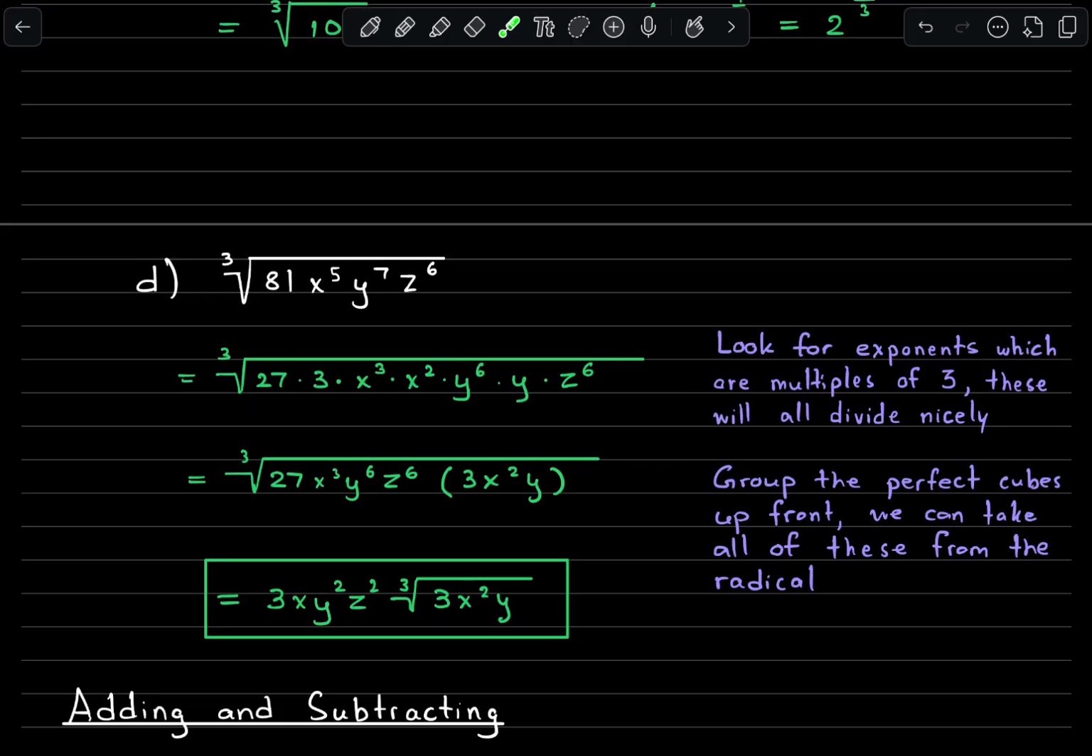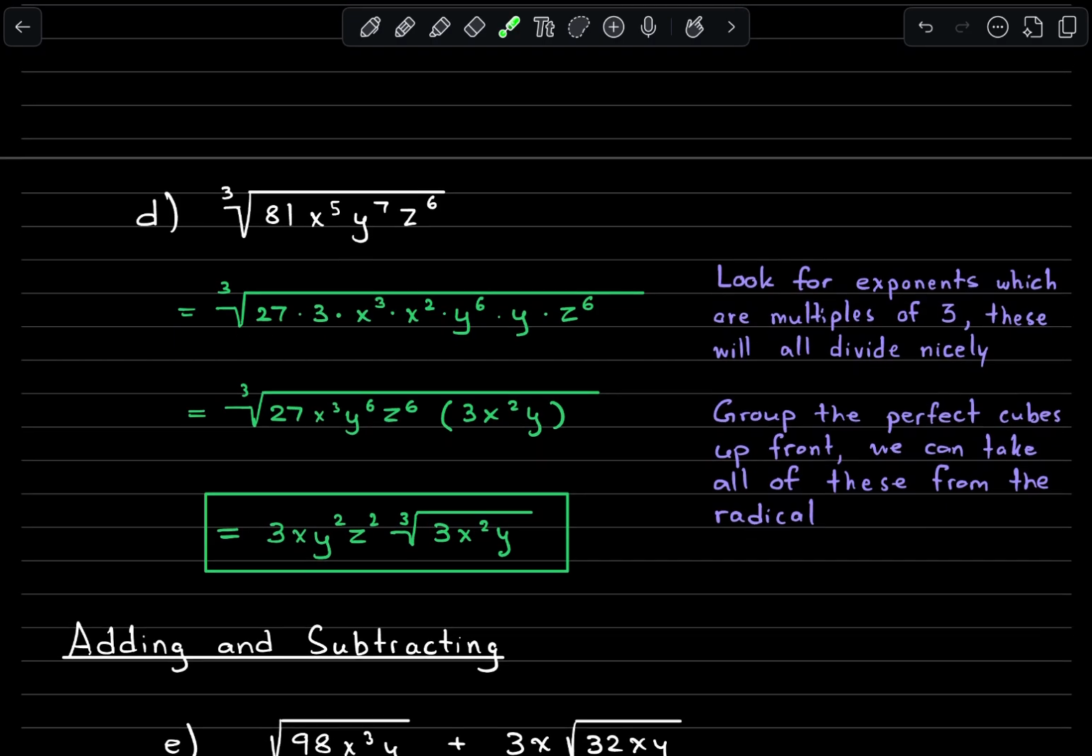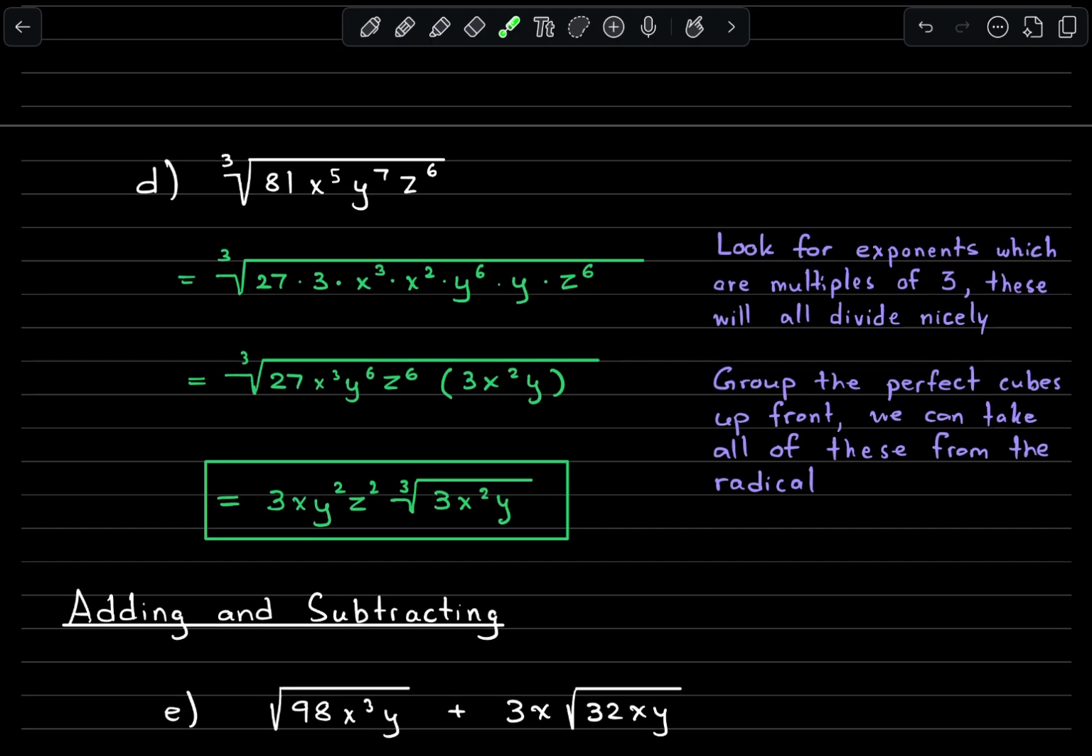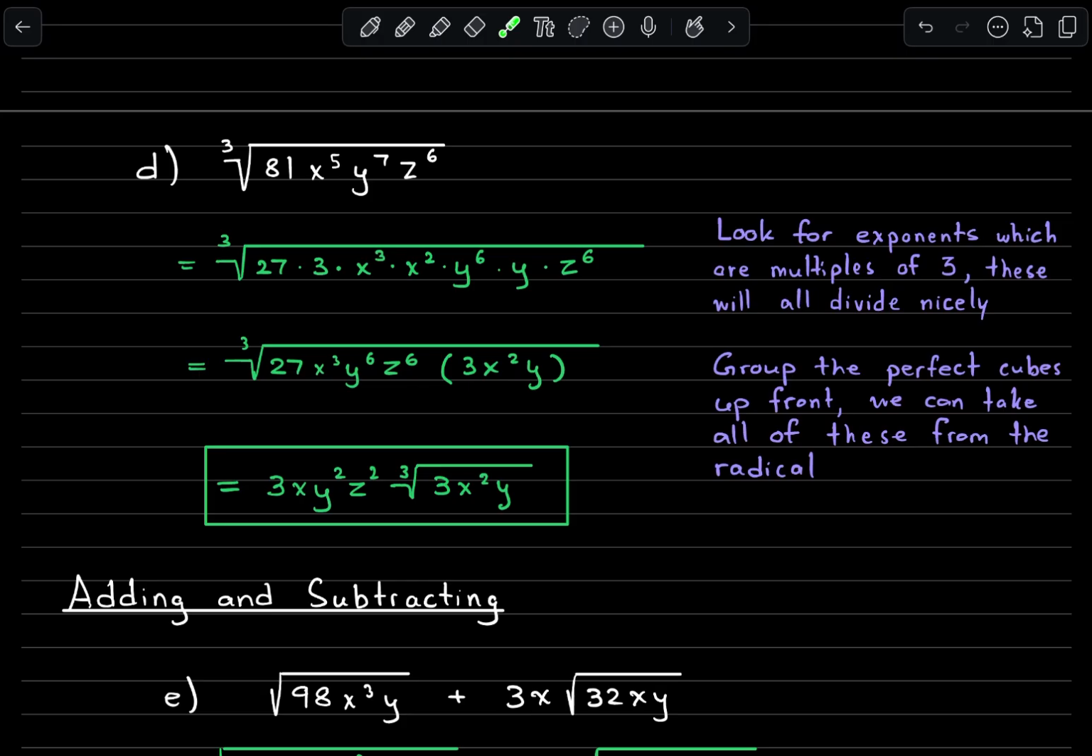Next, let's talk about adding and subtracting with these radicals. Okay, so I've got example E here, the square root of 98 x cubed times y plus 3x times the square root of 32 times xy. Okay, so the same strategy we just used, in the last example, we looked for perfect cubes first. Things that we could take out of this cube root. Let's try to do the same thing here, except with squares.